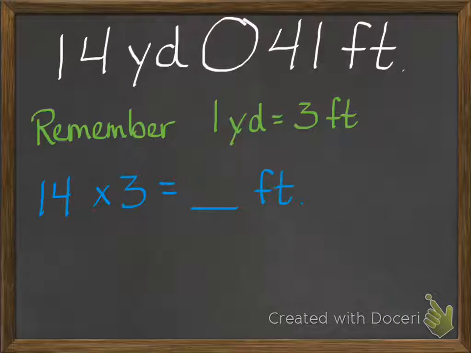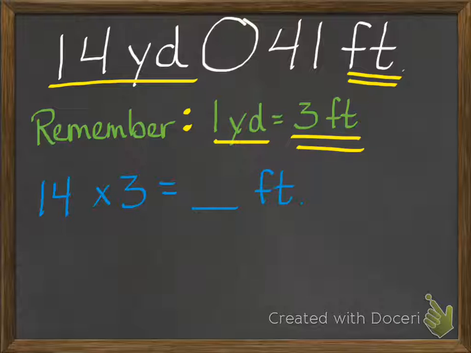Okay, so I've got 14 yards. I'm going to compare it with 41 feet. I'm going to change the larger unit to the smaller unit, feet, and when I go from larger to smaller, I have to multiply. I also need to remember that 1 yard is the same as 3 feet. So I'm going to multiply the number of yards, which is 14, times 3 feet, so times 3.